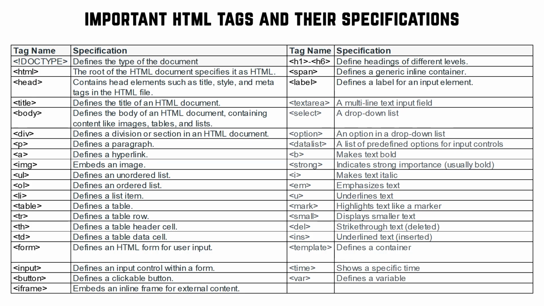Template tag defines a container. Time tag shows a specific time. Then the VAR tag defines a variable. There might be other tags also, but these are the very common tags you will be seeing whenever you are dealing with the different web elements inside the page.